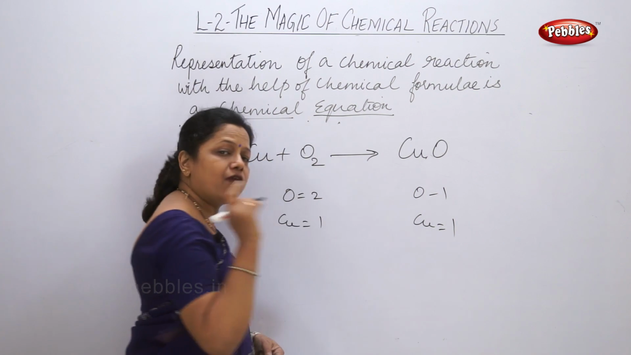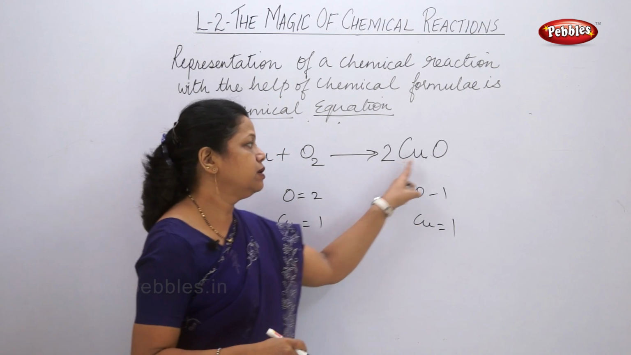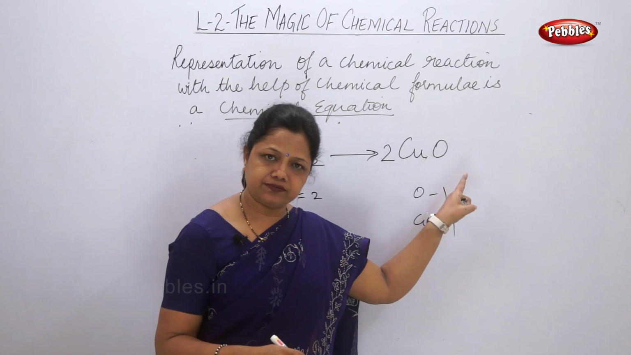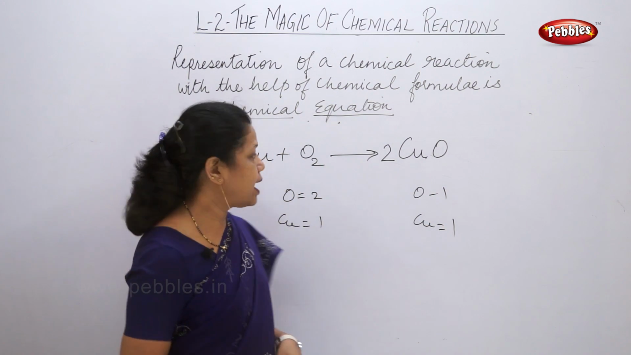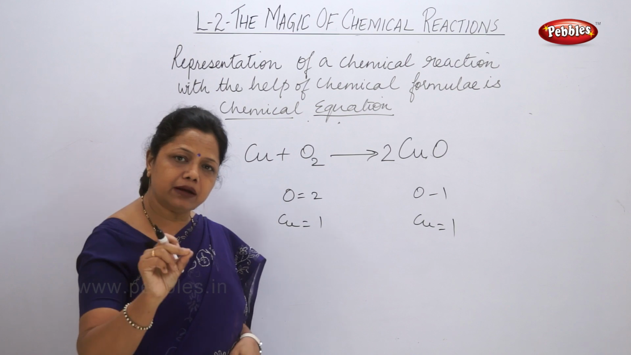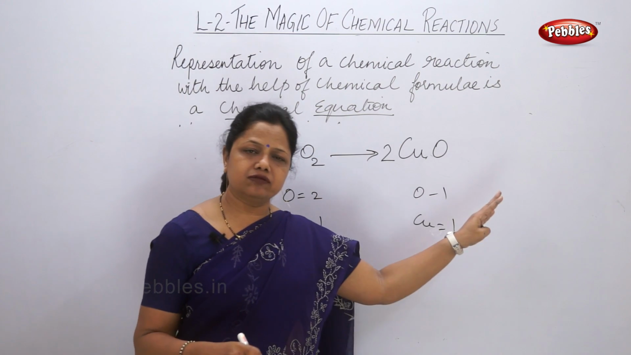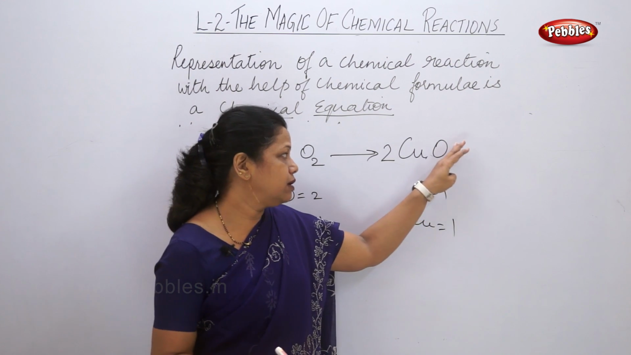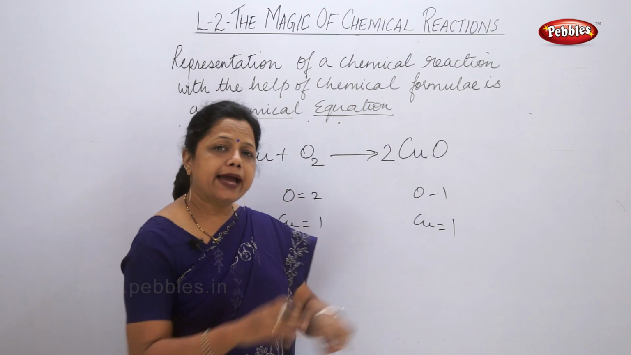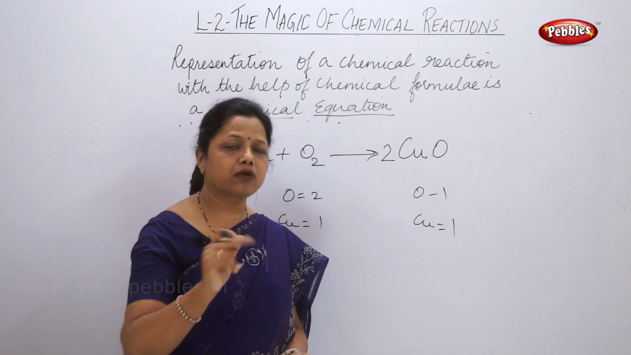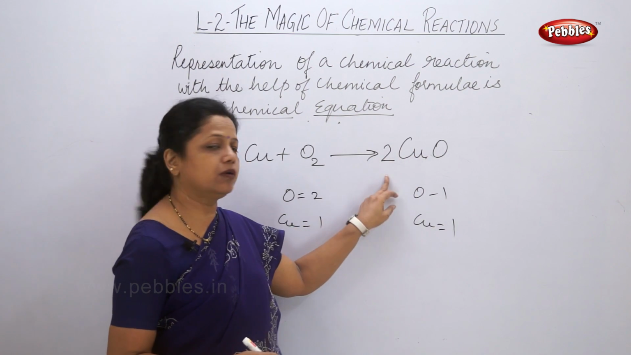For balancing, I can write only on the left hand side of the formula of any product or any reactant. If I want to balance it, I can balance it by writing the number only on the left side of the formula, never on the right side of the formula. If I write the number on the right side of the formula or in between the formula, I am changing the formula, and that's the wrong way of balancing. So I write 2 here, that means before the formula.